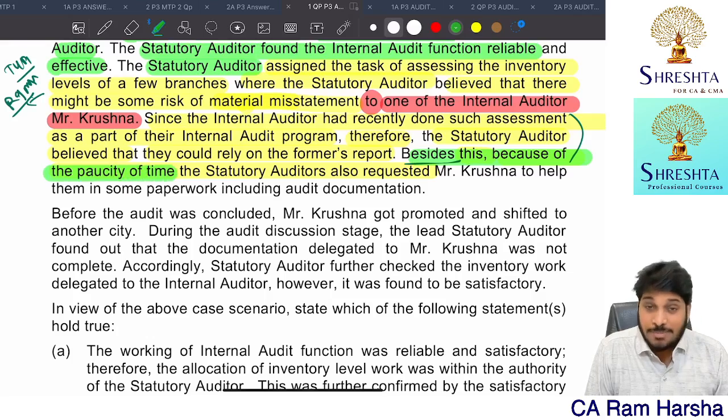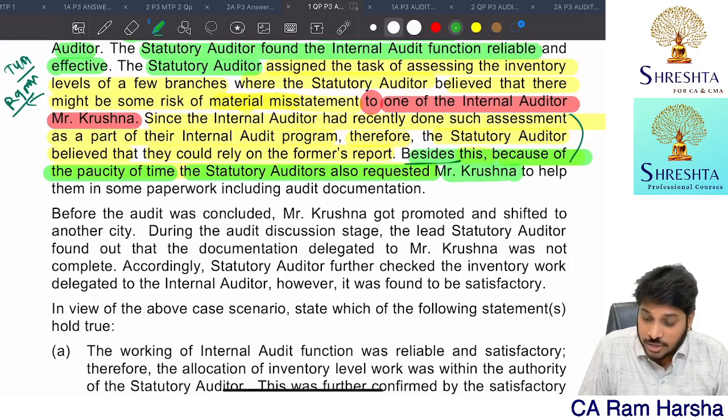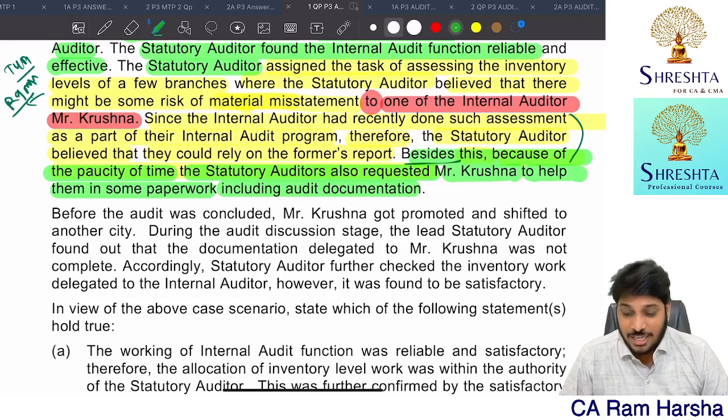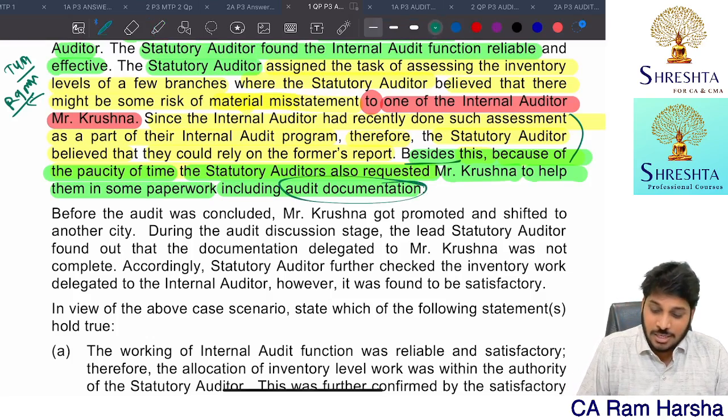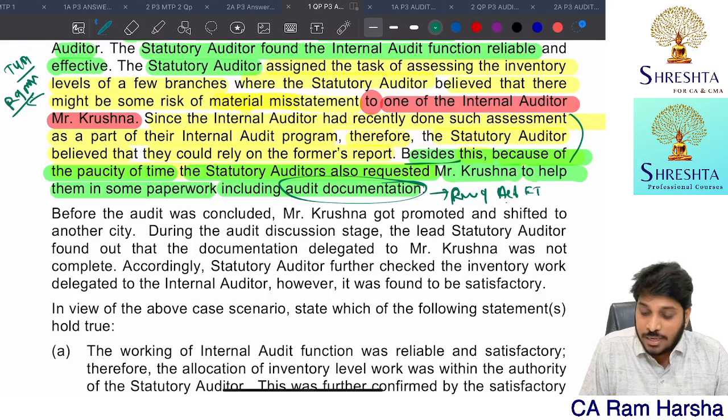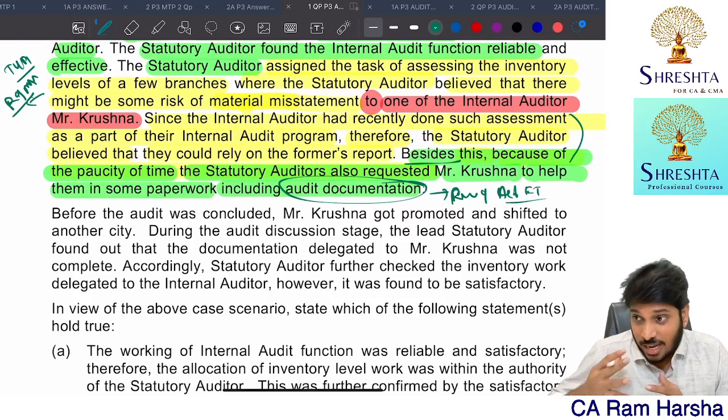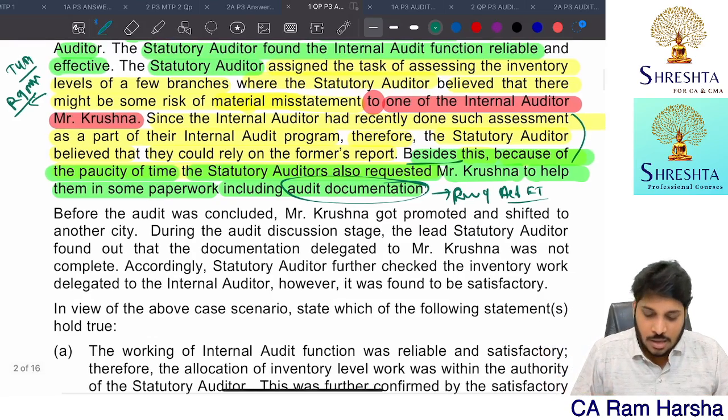Besides, because of the paucity, means scarcity, insufficient time, the statutory auditor also requested Krishna to help in some working papers, including audit documentation. Okay, so audit documentation related work they're asking. Technically, audit documentation is the responsibility of the auditor and engagement team. How come you delegate your documentation work to the internal auditor? You should not delegate. Fine.